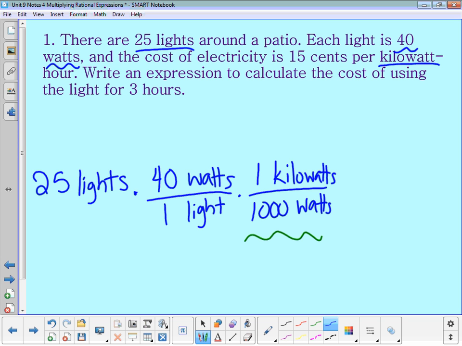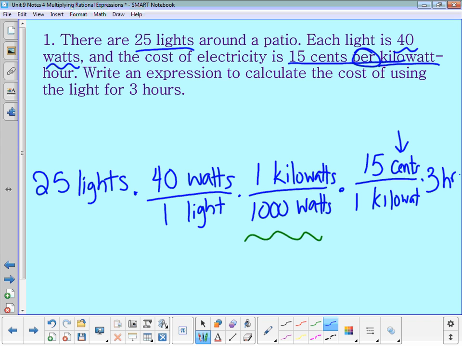The next thing I'm going to do is take what I actually know about the money, 15 cents per kilowatt. That per a lot of times tells you that you're going to be setting up a proportion. So I have 15 cents per 1 kilowatt. And eventually the problem is going to ask us to write an expression to calculate the cost of using 3 hours. Well, now I've calculated up to the cost in cents. So now I just need to figure out how much it's going to cost per hour. So that's for 3 hours.